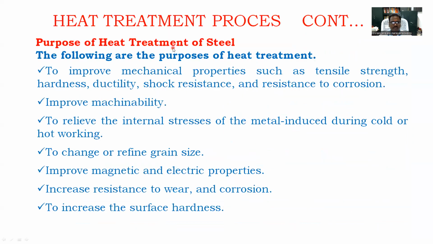Purpose of heat treatment of steel. The following are the purposes of heat treatment: to improve mechanical properties such as tensile strength, hardness, ductility, shock resistance, and resistance to corrosion. Improve machinability, to relieve the internal stresses of the metal induced during cold or hot working processes. To change or refine grain size. Improve the magnetic and electrical properties. Increase the resistance to wear and corrosion. To increase the surface hardness.